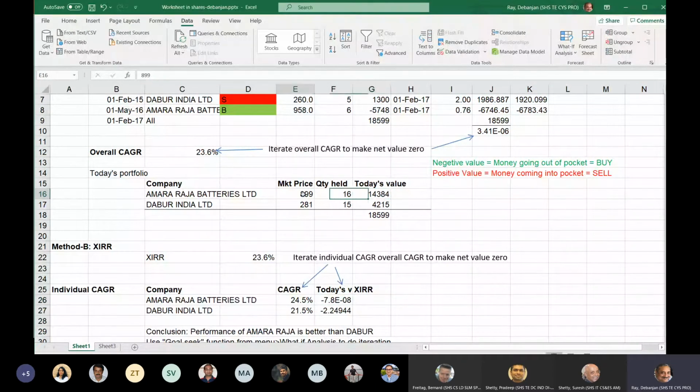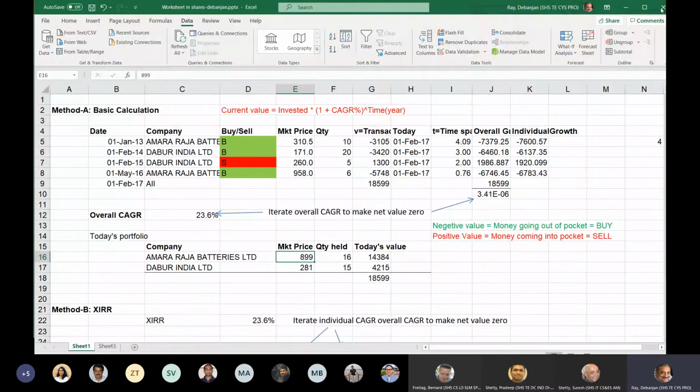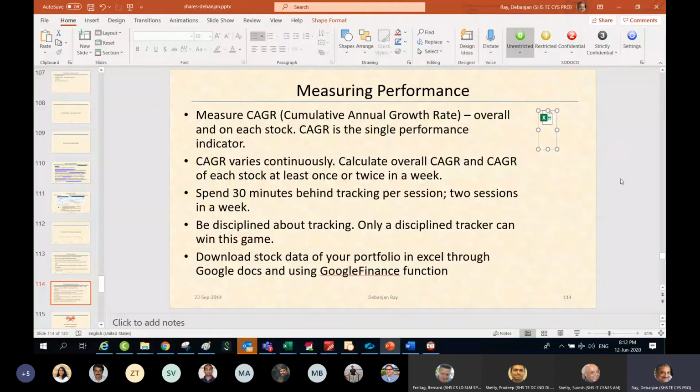Okay, and that's it. Now, any question on the XIRR? I mean, sorry, CAGR. Did you understand? Yeah, this is one of the most important things you have to understand. If you have any question, then maybe I can answer.